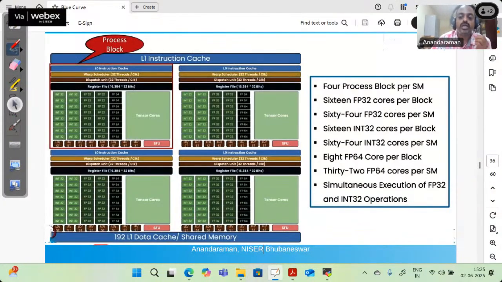So 4 process blocks per SM. Each SM has 4 process blocks, 16 FP32 units per block. So here 16 is there. 8 in one row, one column is 8, and here 8. Each has 16. So 16 into 4, 64 per SM. Like that it is mentioned here.